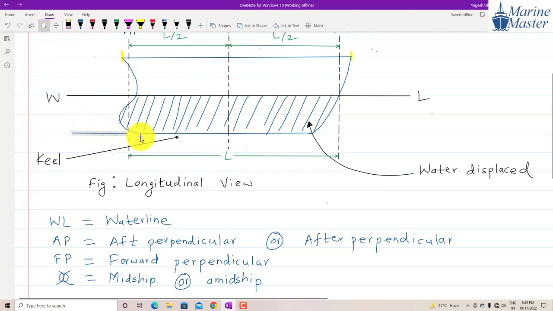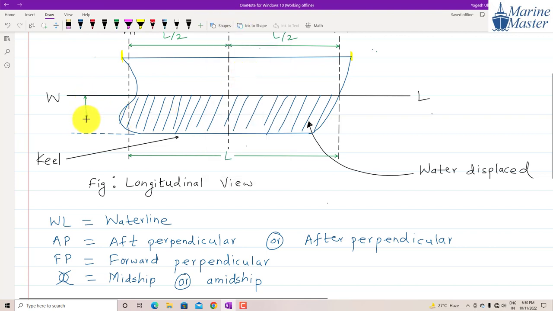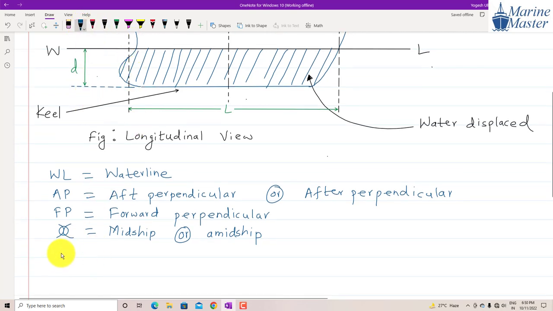Guys, observe the scenario here carefully. Don't just listen to my words. So here observe. The distance from here to here, this distance from waterline to keel, that vertical distance is what we will say draft of the ship. What we will say? D. D stands for what? Draft of the ship. Draft in meters.